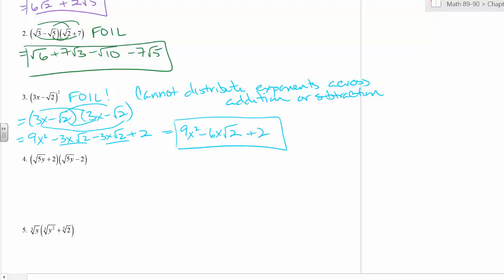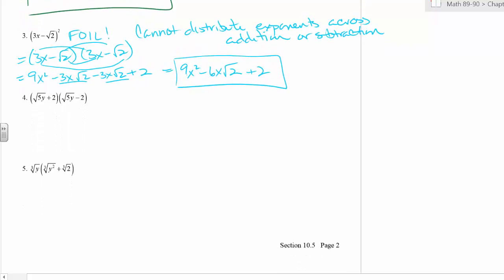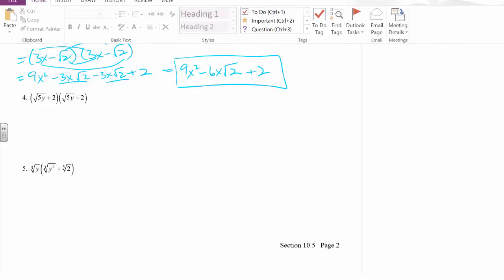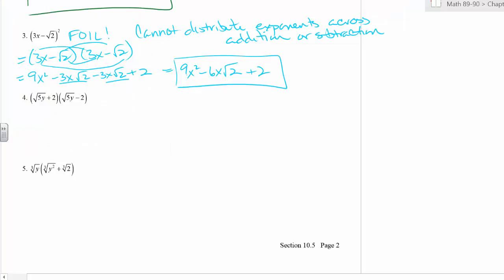All right, so we've done 3 problems of multiplying. I would say pause the video, try and do number 4 on your own, and then come back and see if your answer matches mine. So square root of 5y plus 2 times the square root of 5y minus 2. For those more comfortable with factoring, you can probably see that this looks like the format of a difference of 2 squares. So let's see what happens.